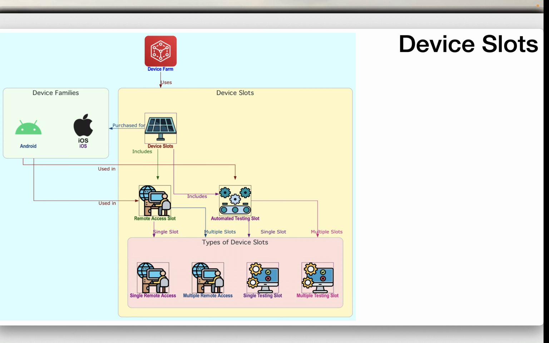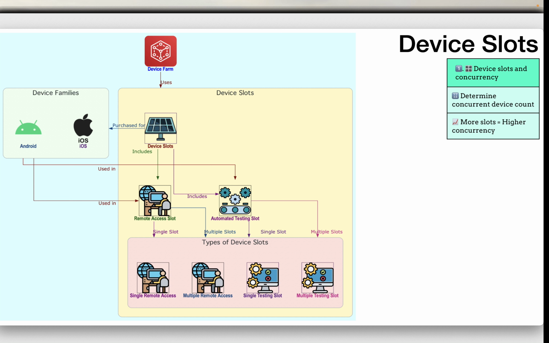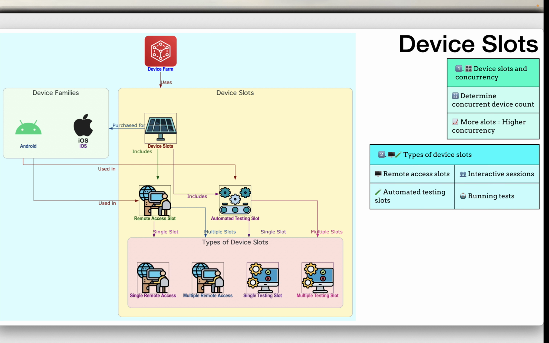So next we'll see device slots. Device slots determine the number of devices you can run concurrently in test or remote access session. The more slots you purchase, the higher is your concurrency. So basically you have to purchase device slots before you can start any kind of test. AWS Device Farm offers two types of device slots. First one is remote access slots for interactive sessions, and second is automated testing slots for running automated tests.